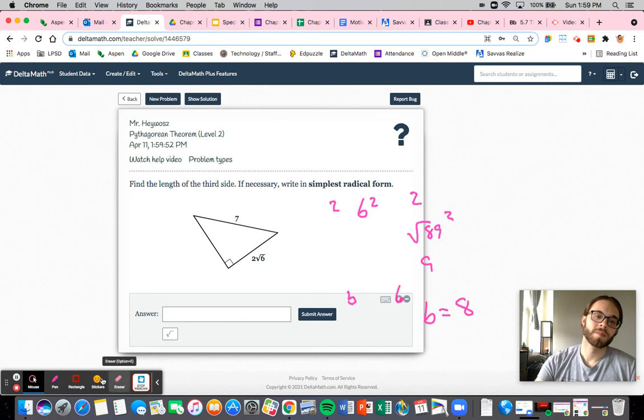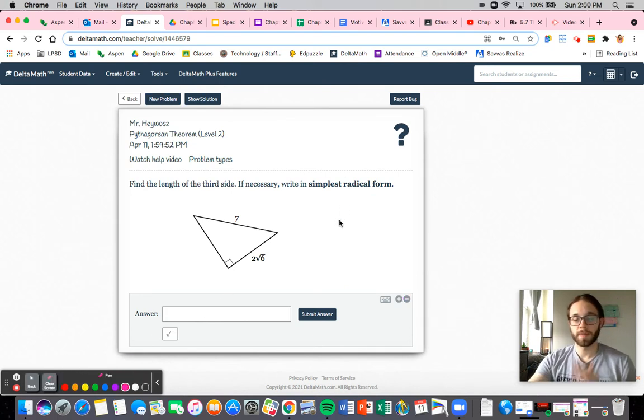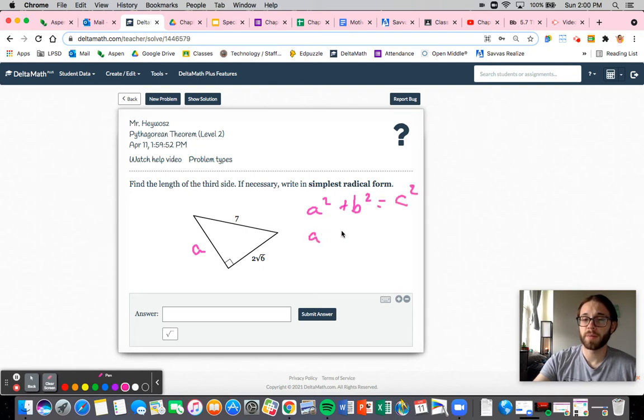Okay, so let's clear the screen. All right, we'll do the next one. So again, a squared plus b squared equals c squared. These two look roughly the same, so I'm just going to call that a, whatever. A squared plus b squared equals c squared. So I have a squared plus 2 root 6 squared equals 7 squared. Now 7 squared is easy. It's just 49.